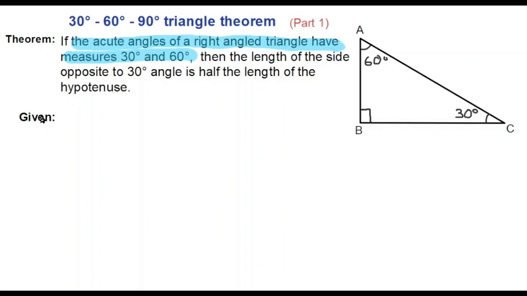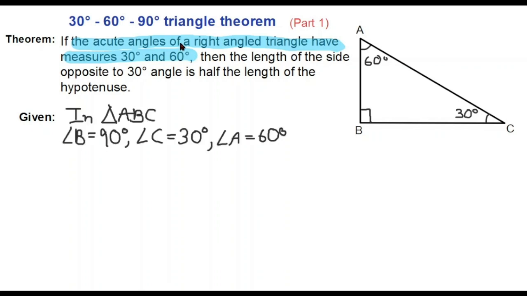So how will you write the given? Only this much part is given: triangle ABC is a right angled triangle with the measures of the acute angles 30 degrees and 60 degrees. That is given in the statement. You will write it like this: in triangle ABC, angle B is 90 degrees, angle C is 30 degrees, and angle A is 60 degrees. So this much part is only given.